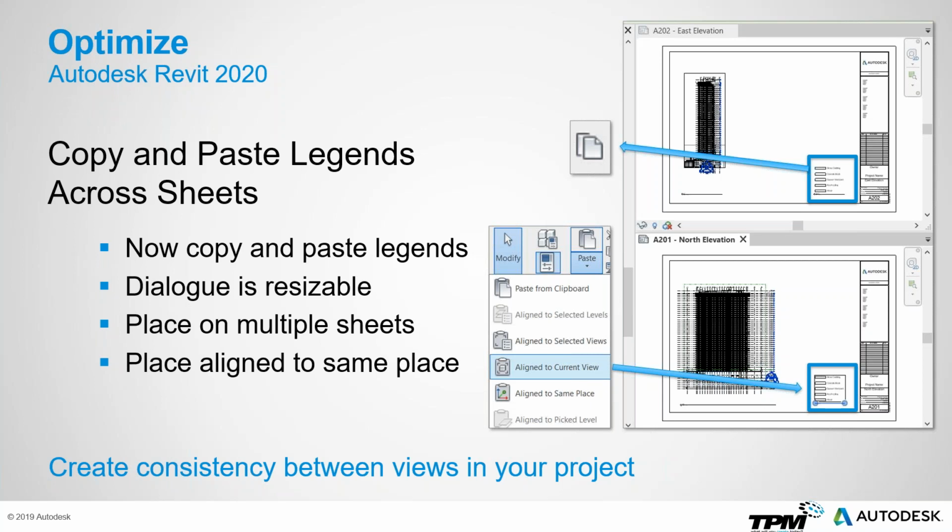One of the things that's been problematic in the past is when we take a legend view, we want it to be placed on multiple sheets at the same location. So now we can do a copy paste command. They've enhanced the copy paste, and now we have a paste to same place. You'll see there on the screenshot the drop down for the paste command. That will allow us to quickly get the same legend view on multiple sheets.